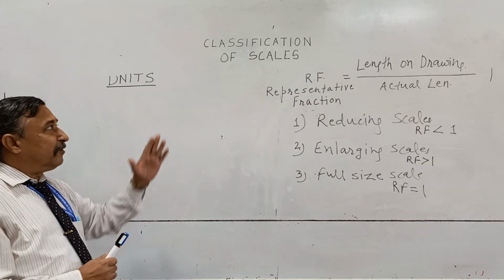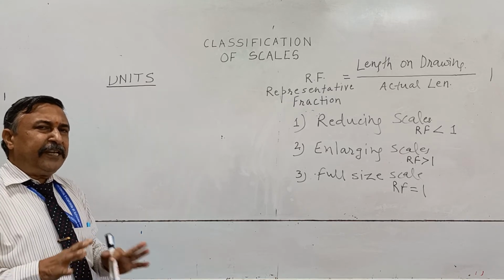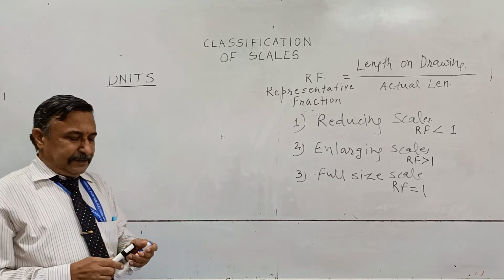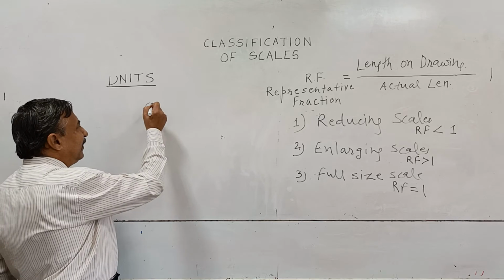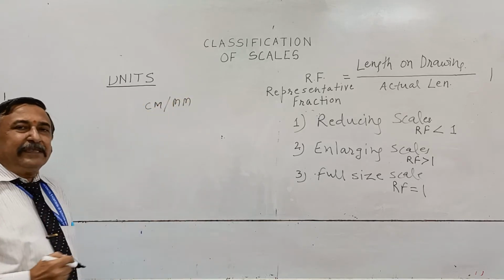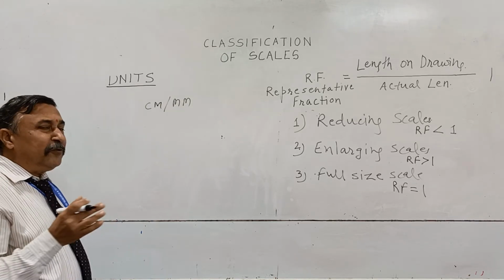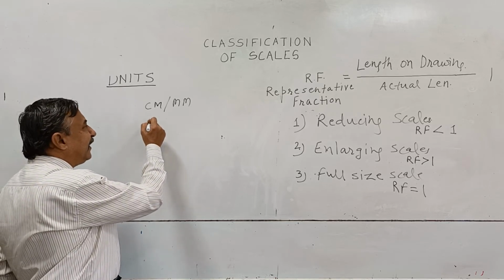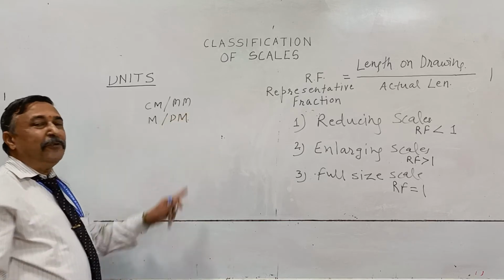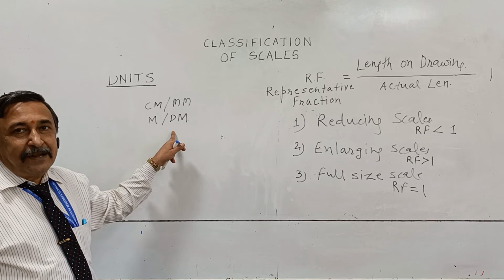Now another classification, on the basis of units. Just think about this. In your life you see only two-unit scales, centimeter and millimeter. This is your conventionally available scale. And if you see the meter scale, it is in meter, and one more unit, 1/10 of a meter, is the decimeter.